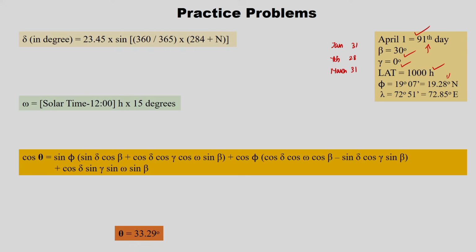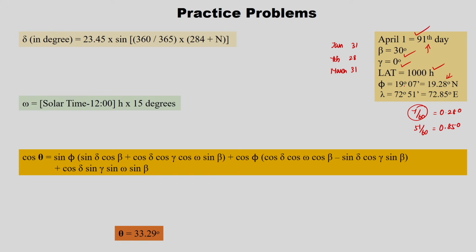If we convert totally into degrees, 7 minutes upon 60, right, since 60 minutes is 1 degree, this becomes 0.28 degree. And then 51 minutes, 51 upon 60, becomes 0.85 degree. So this is 19.28 degree and this is 72.85 degree in the east. So this is longitude and here it is latitude.